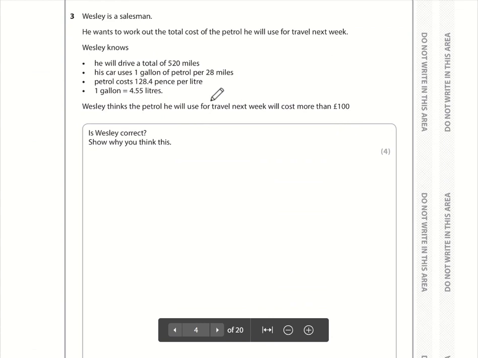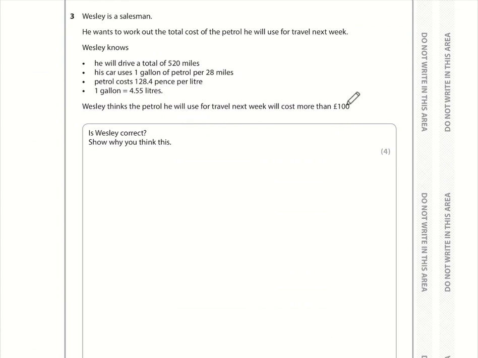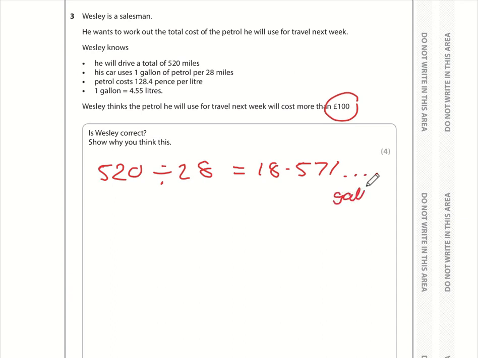Okay, so we want to work out the total cost of petrol and see whether it's more than £100. So he's driving 520 miles and his car uses a gallon per 28 miles. Well, how many 28 miles are there in 520? So the answer is, what is 520 divided by 28? And that is 18.571, and that is gallons.